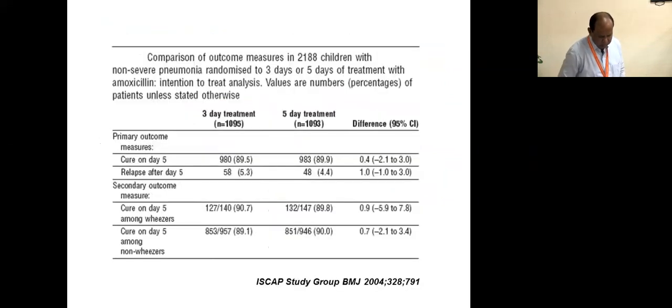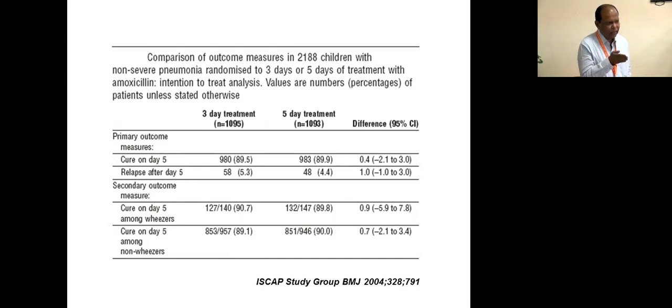I'm just giving you the concept. Dr. Thambu explained the confidence interval concept to you. If you take the efficacy, the cure rate on day 3, the 3-day arm is 89.5%, and the 5-day arm is 89.9%. If you look at the difference, it is 0.4%.